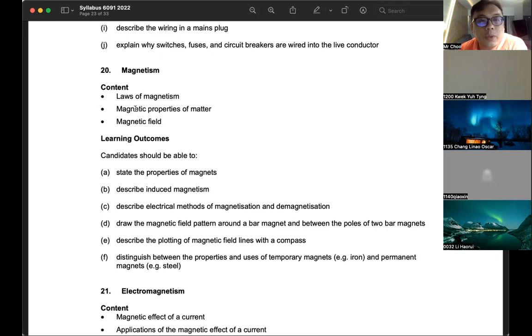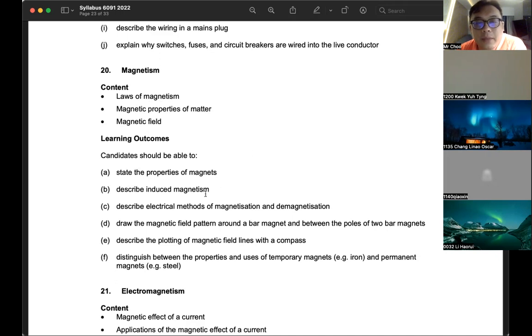Then we need to know about the magnetic property of matter and then magnetic field. Out of these three topics, you have learned most of it in primary school. So what are the learning outcomes? You need to know the properties of a magnet: like poles repel and unlike poles attract. So north and north will repel, south and south will repel, and so on. You need to understand what induced magnetism is.